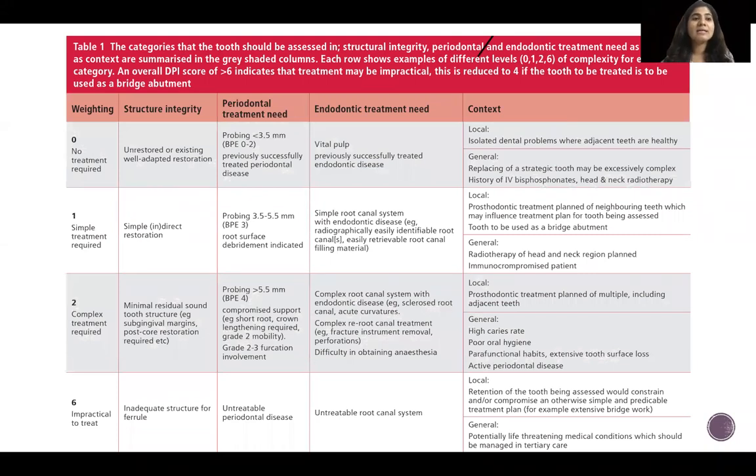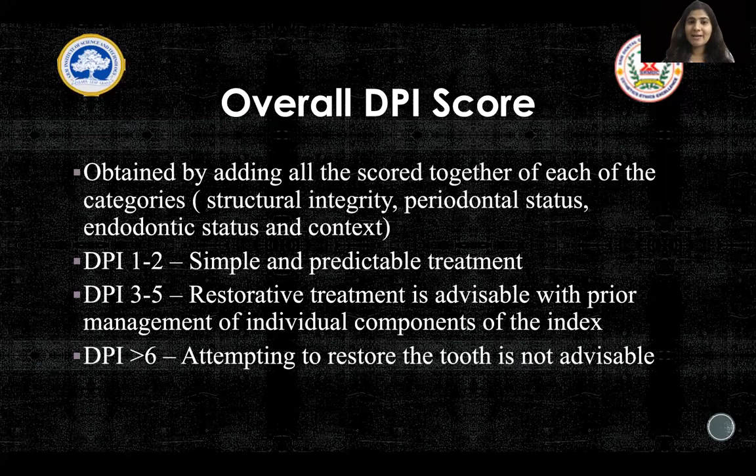Now, based on the weightage of 0, 1, 2, and 6, and the structural integrity, periodontal treatment requirement, endodontic treatment need, and the context, each and every category needs to be scored. Once we receive scores of 0, 1, 2, and 6, all we need to do is add these up. So basically, the overall DPI score that we receive is obtained by adding together the scores of each category. Now, this can be divided into 3 classes.